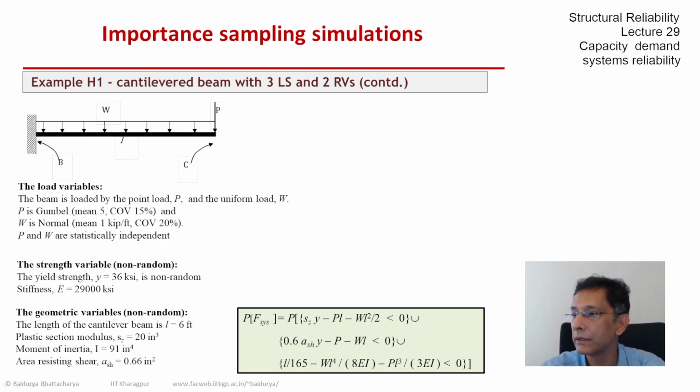Finally, the geometric variables, also non-random, as I said. The span length is 6 feet. The plastic section modulus is 20 cubic inch. The moment of inertia is 91 inch to the power 4. And the area resisting shear is 0.66 square inch. So with this now, let us display the problem graphically and study the limit states in the basic variable space.